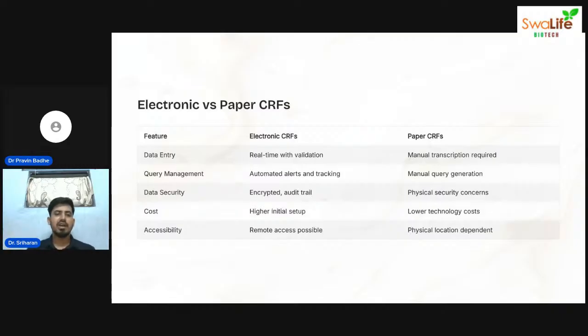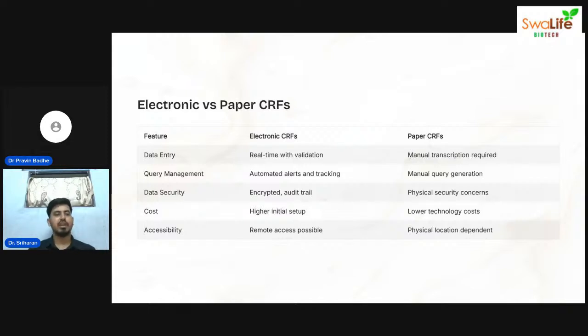Query management. In electronic CRF, it automatically alerts which queries remain and need to be resolved. But in manual, we forget the query. In the last sitting they mentioned one query, but we forgot it. Likewise, such forgetfulness takes place in manual query generation. Data security: it is secure in our app and under an audit trail. In paper CRF, it should be taken care of by the people handling the paper CRF.